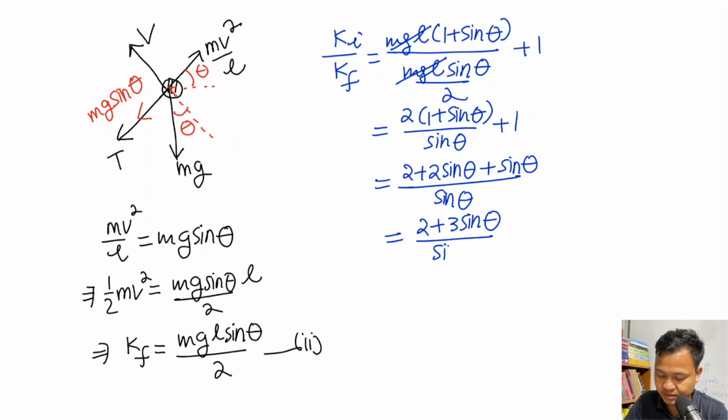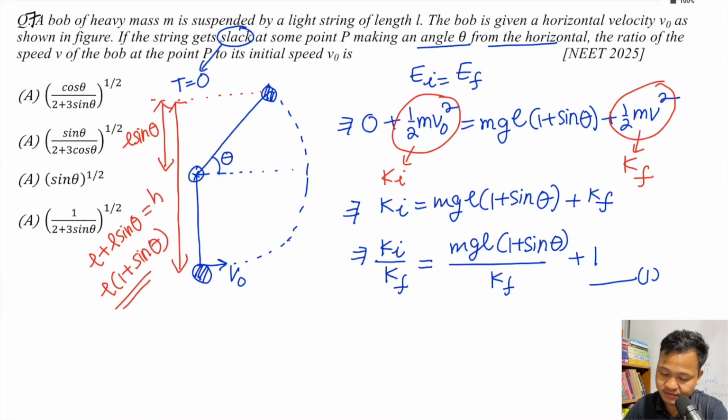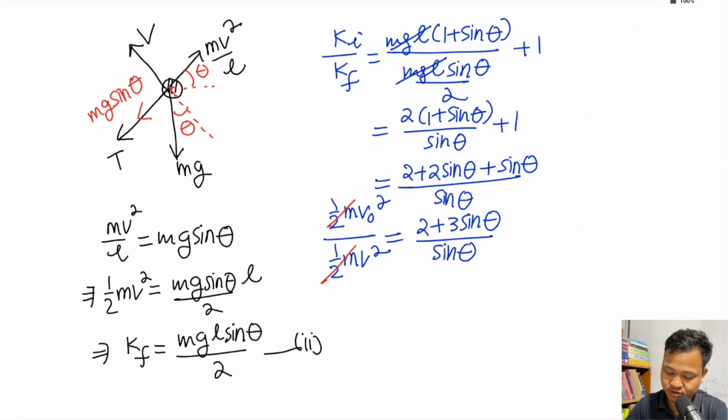So divided by sin theta. So half m into v naught square divided by half m into v square. Okay, so half m gets cancelled out. The ratio of v naught by v becomes v by v naught, the reciprocal. So therefore v square divided by v naught square.